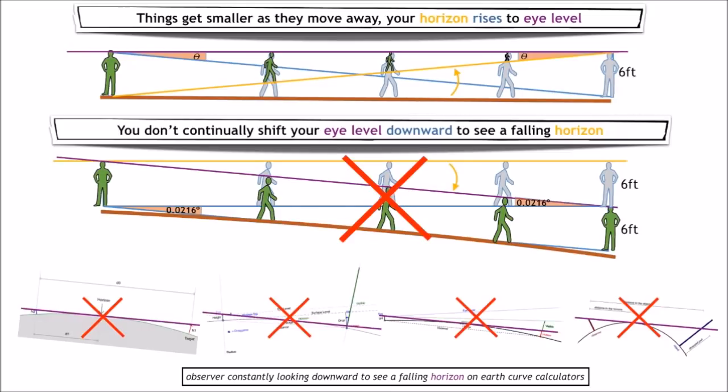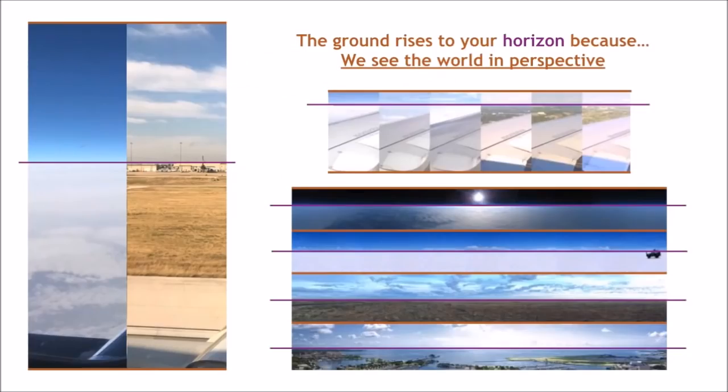So again, things get smaller as they move away. Your horizon rises to eye level. That is what is happening. You don't continually shift your eye level downward to see a falling horizon. Again, note all the Earth curve calculators require you to be looking down across a horizon to view another object on the other side of the bulge, going up at another angle. The ground rises to your horizon because we see the world in perspective. It is the top and bottom half of our vision. Your eyes were used to deceive you, and you don't live on a ball.